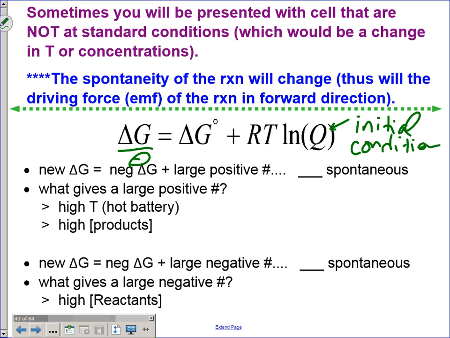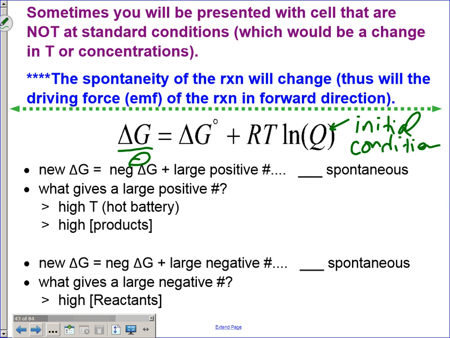Okay. So if I've changed my situation so it's non-standard, I have my negative delta G and I'm adding a large positive number. What does that do to my new delta G? Makes it... Say again? Or less. So give me a magnitude change. Lower, higher, more negative, less negative. Tell me what I'm looking at here.